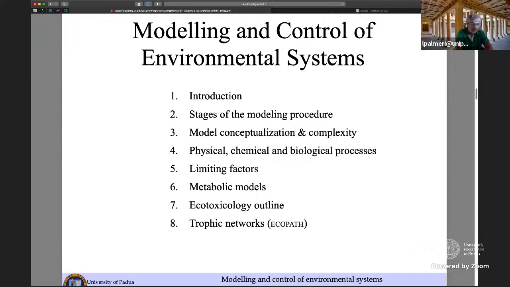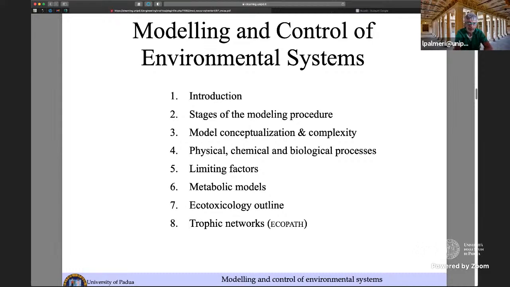Then we will go more in detail into the stages of a modeling procedure. So this will take some lectures in which we will go step by step into the procedure of building ecological models or environmental systems models. I anticipate that there will be 8 fundamental steps that may be subject of the final exam.